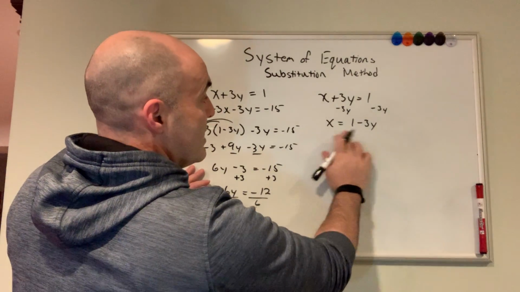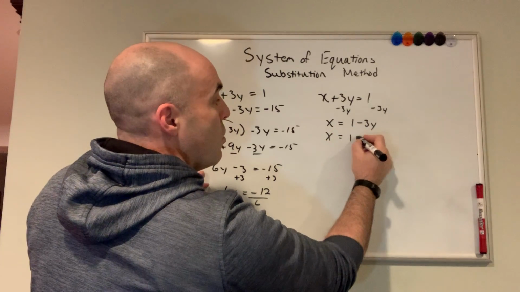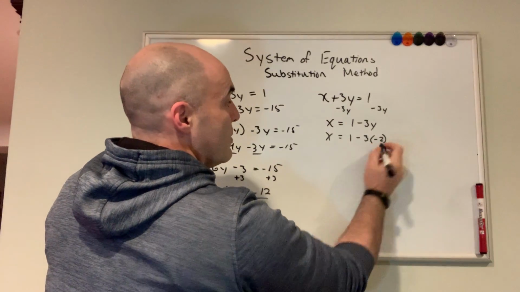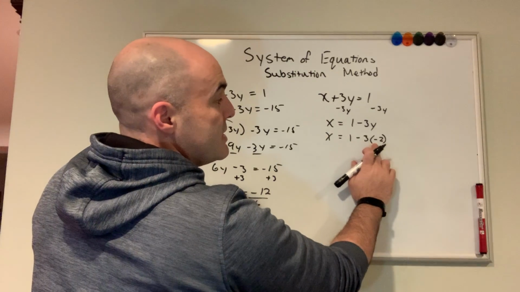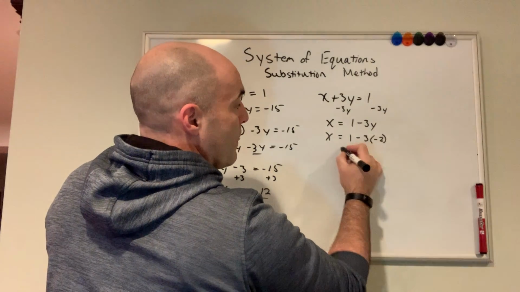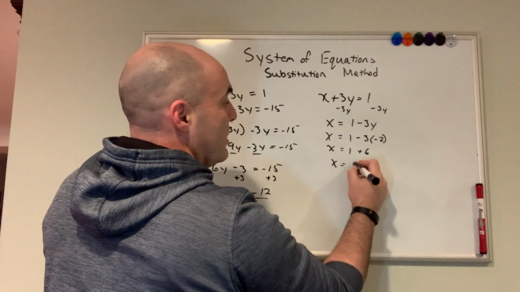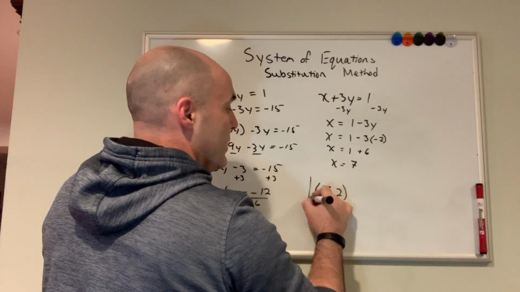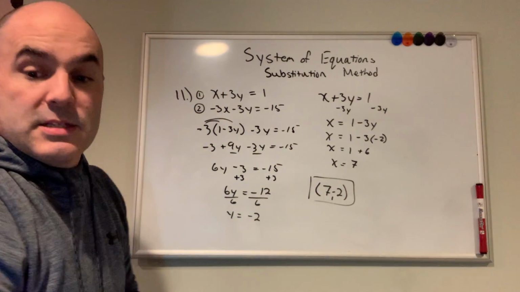Now, we know what y is, so we'll substitute that in over here. So x is equal to 1 minus 3 times, in this case, negative 2. So we're going to start simplifying with the multiplication. Negative 3 times negative 2 is positive 6. So x is equal to 1 plus 6, or 7. So 7 comma negative 2, excuse me, is going to be our solution.